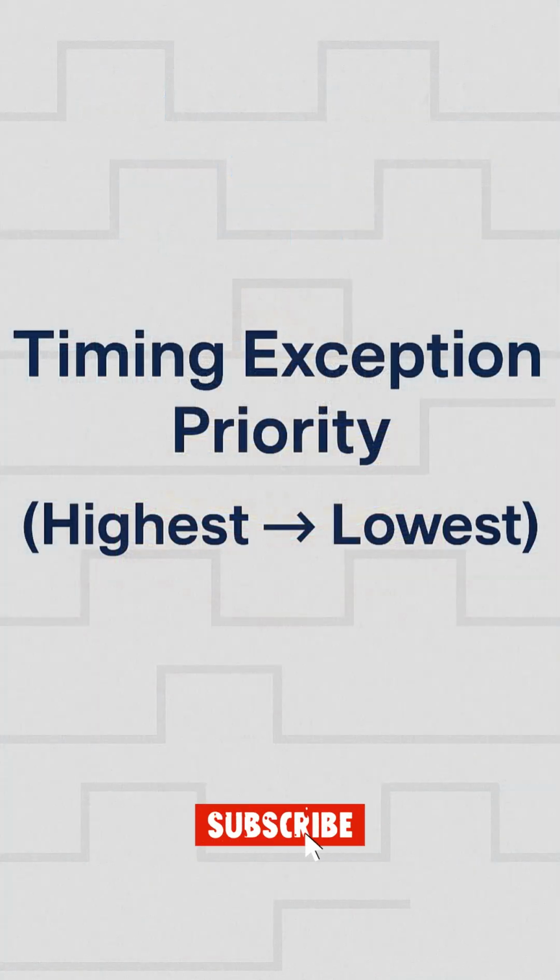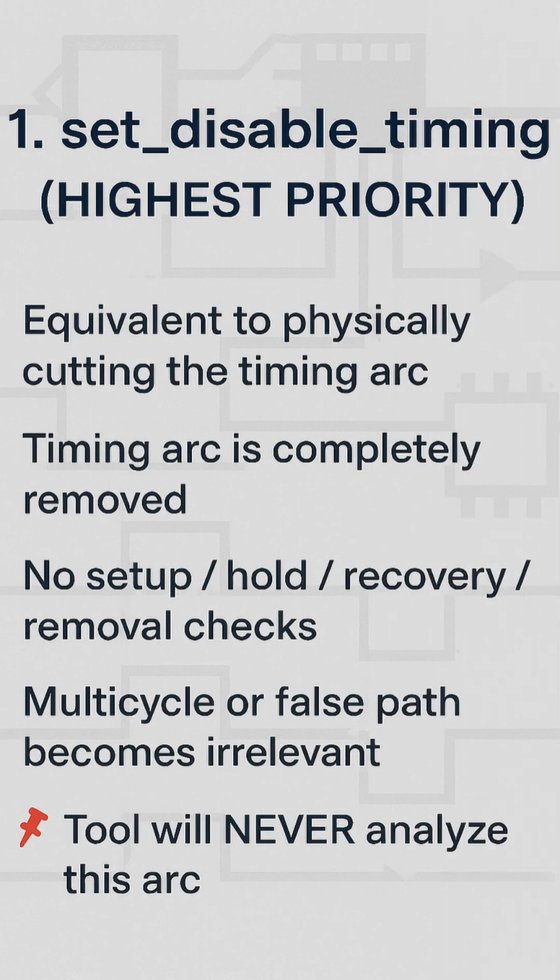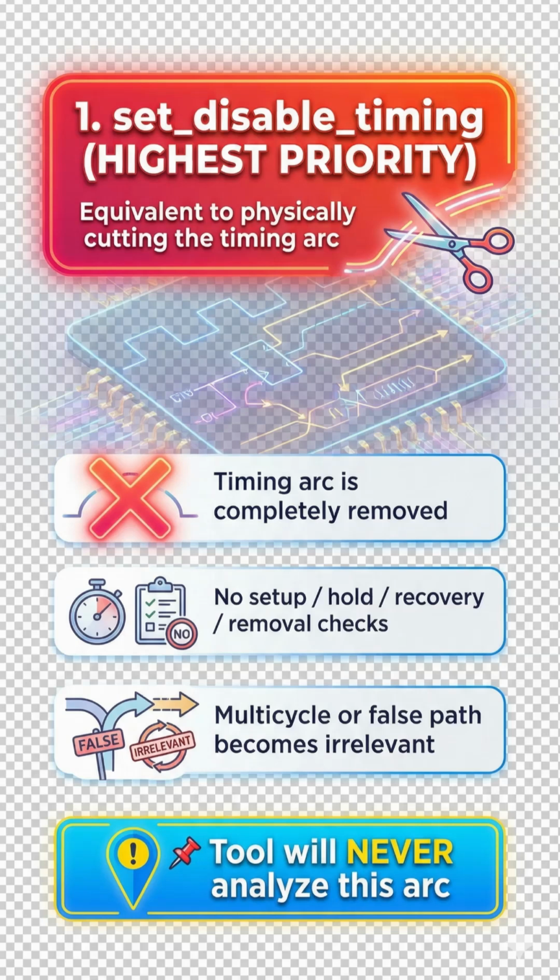Let's go step by step from highest priority to lowest priority and understand what really happens inside. PrimeTime, highest priority: set_disable_timing. At the top of the hierarchy is set_disable_timing. This command is equivalent to physically cutting a timing arc. Once applied, the timing arc is completely removed from the timing graph.